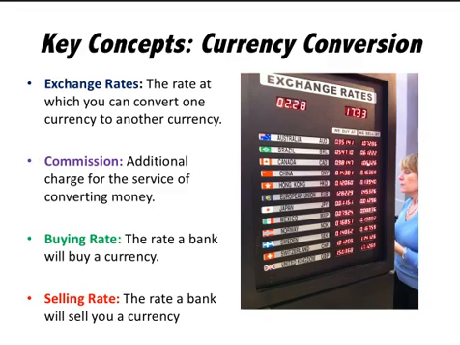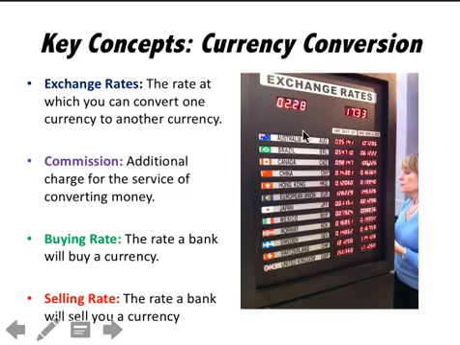In addition to that, there's the buying rate and the selling rate. And this is very well illustrated in this picture I have right here. So the buying rate is the rate at which a bank will buy a currency, and the selling rate is the rate at which a bank will sell you a currency. So this is an example of an exchange rate station. It's probably at an airport in the US.